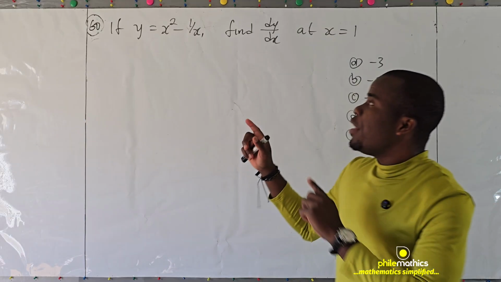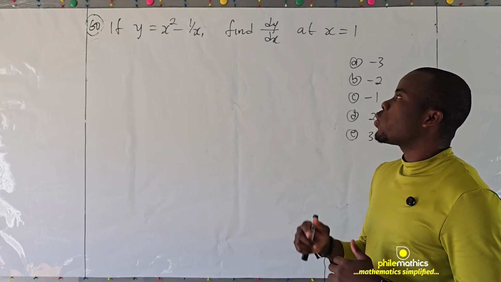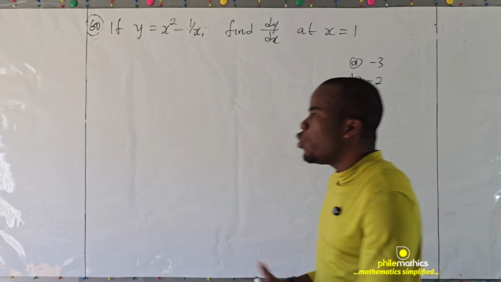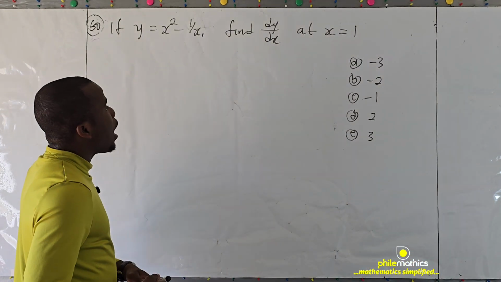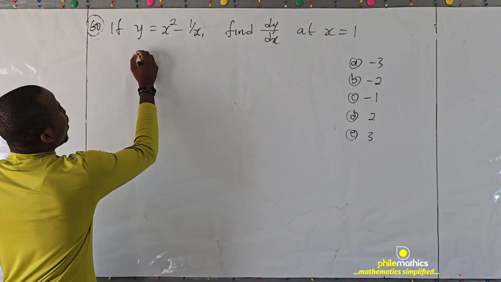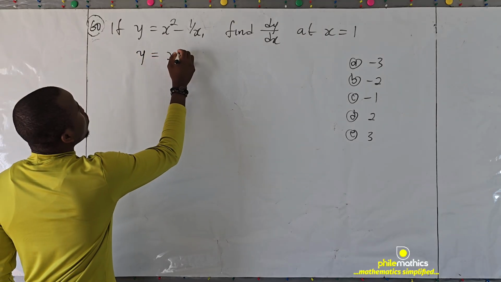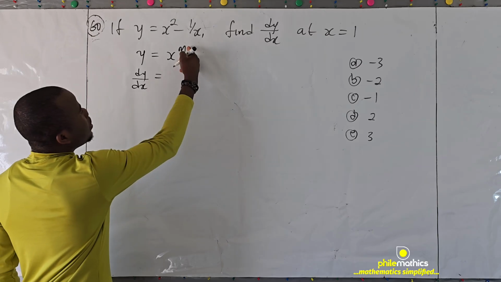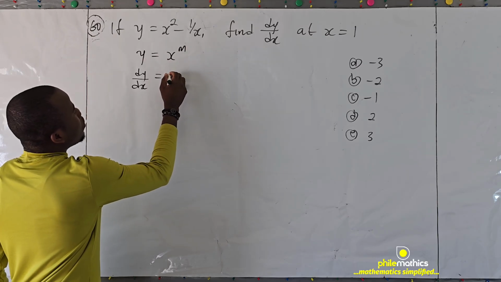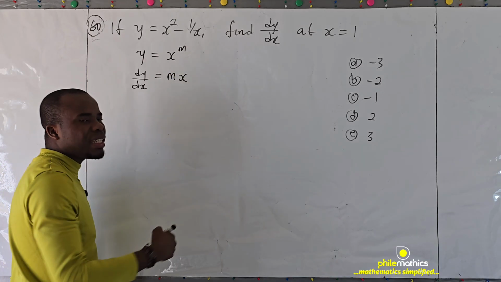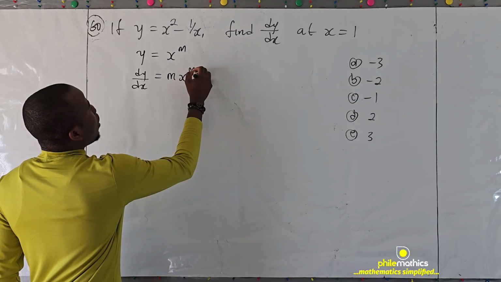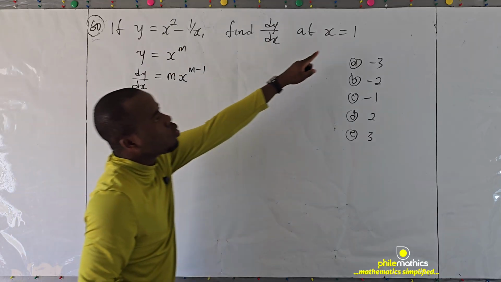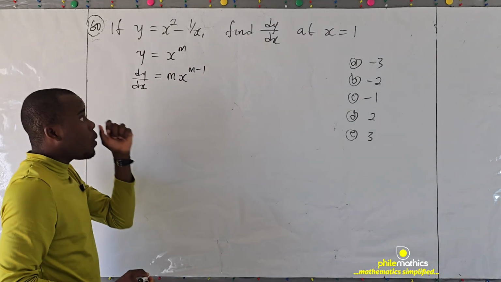That's the, if y equals x squared minus 1 over x, find dy/dx at x equals 1. So you want to recall how we differentiate. Remember, if we have y equals x to the power m, the dy/dx is simply this number multiplied, mx, and then we subtract 1 from the power, m minus 1. So we have to apply this here and then substitute 1 for x. That gives us our answer.